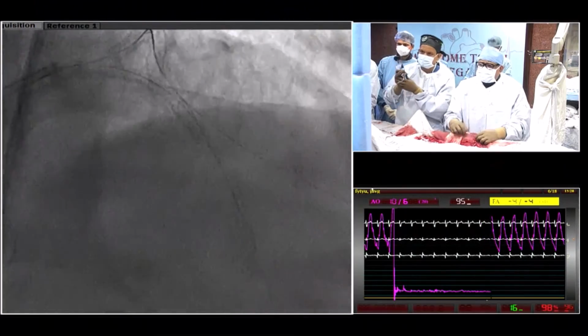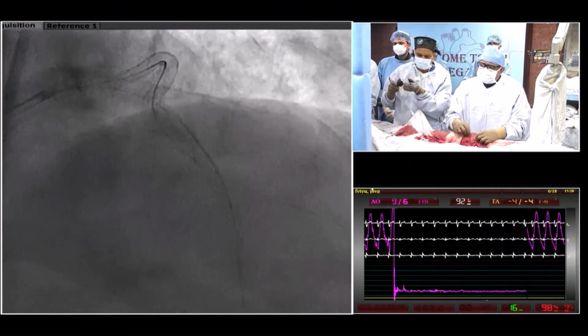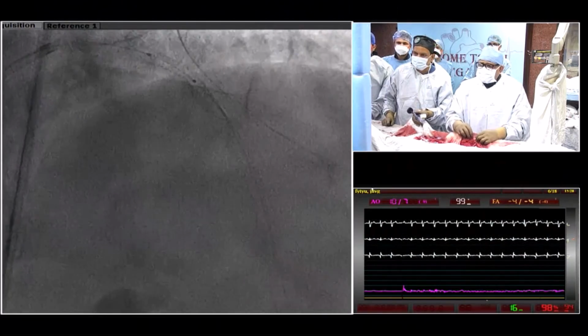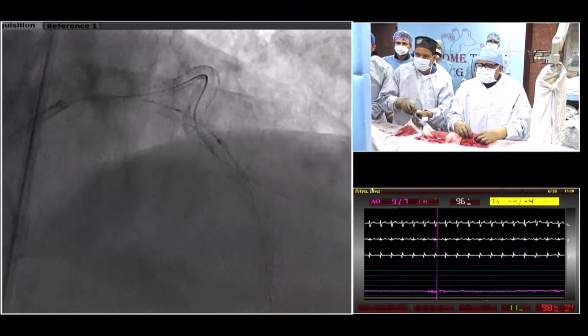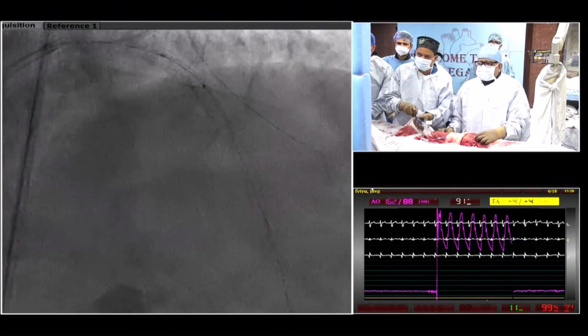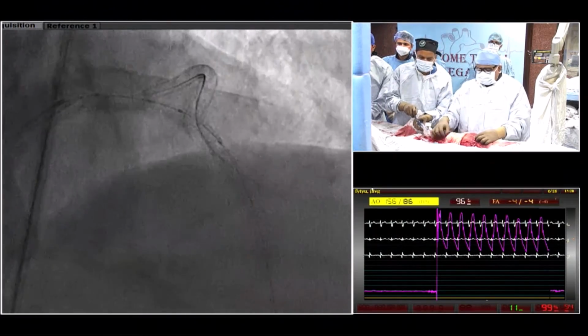But still, a wonderful demonstration of rota, then cutting balloon and followed by IVL. So after that, you may possibly go to a rota once again. Thank you. Thank you very much.